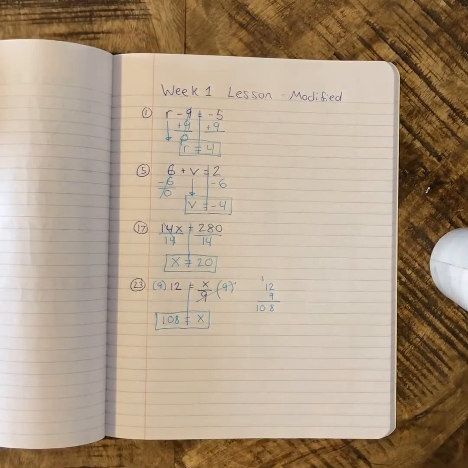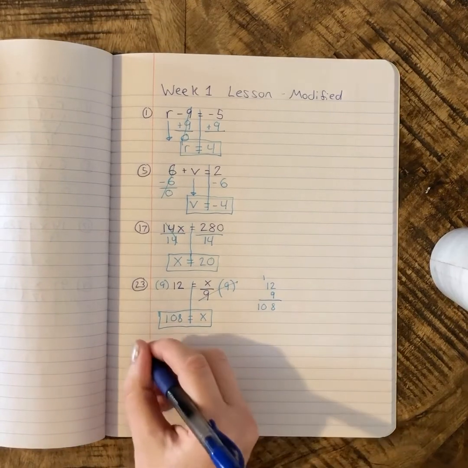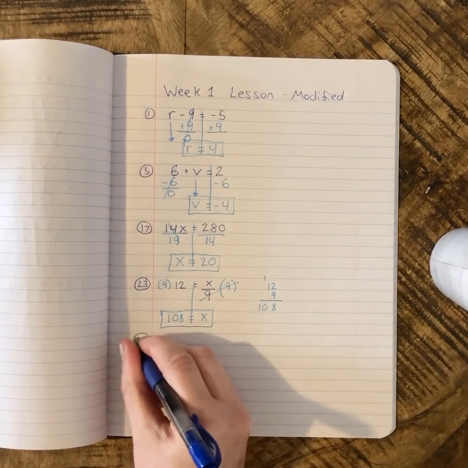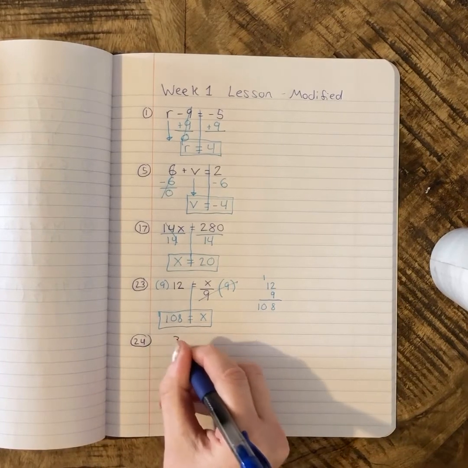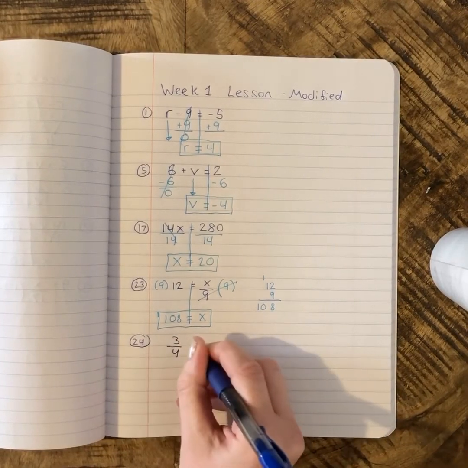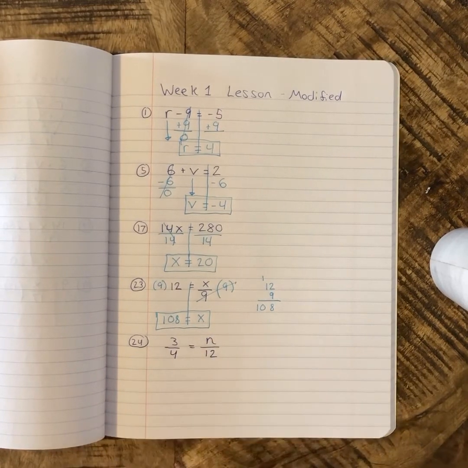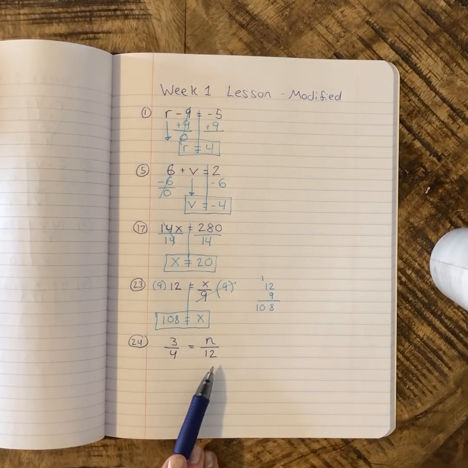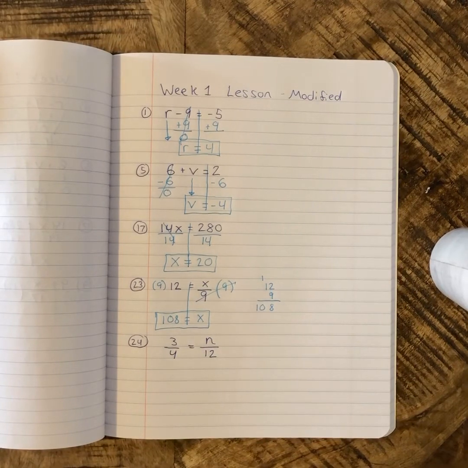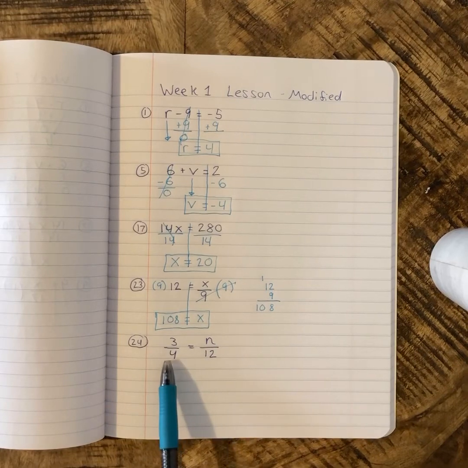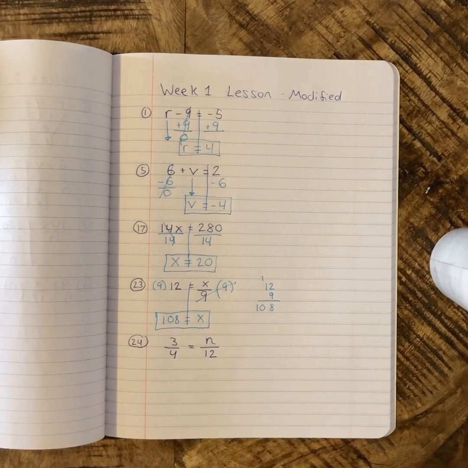Number 24 is a particularly challenging one, so we are also going to take a look at that one. Number 24 says 3 divided by 4 equals n divided by 12. So we can still use inverse operations and multiply this by 4 and multiply this by 12. But an easier way to look at this one might be to see it as a proportion. We have a fraction equal to a fraction, which means it's a proportion. And we can cross multiply or use the butterfly method to solve.